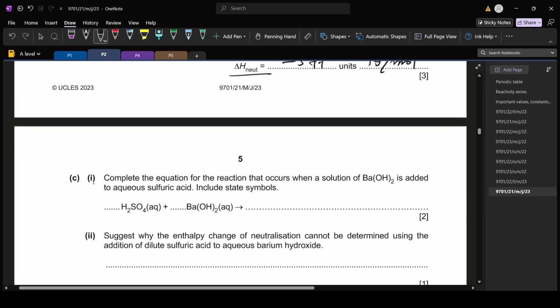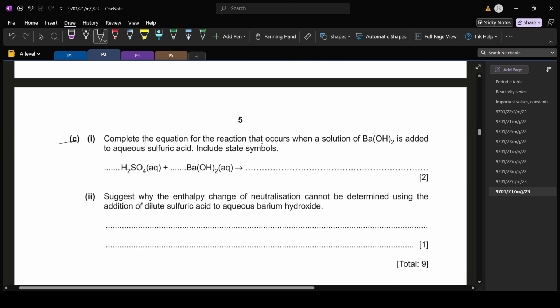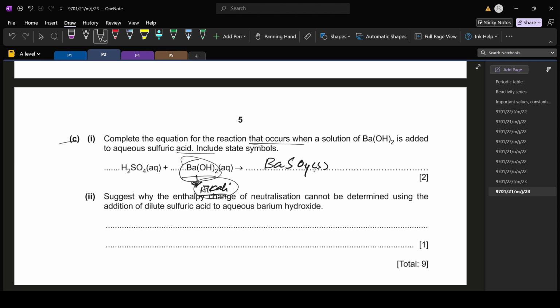Now moving towards part C. Complete the equation for the reaction that occurs when a solution of barium hydroxide is added to aqueous sulfuric acid. Include state symbols. Okay. So when this sulfuric acid reacts with barium hydroxide, barium hydroxide is an alkali, or you can say base. So it will react to form barium sulfate, which is insoluble. So it would be solid in form, and then you will have water.